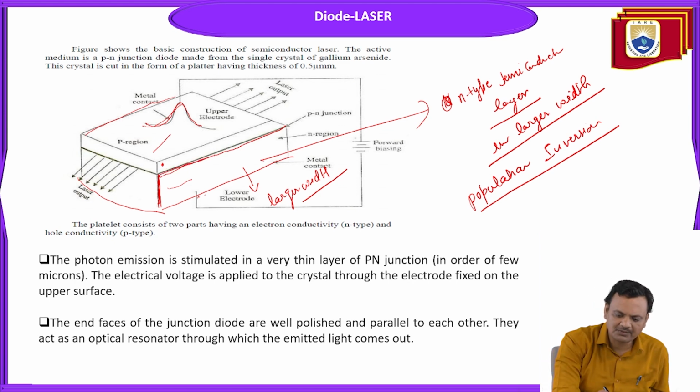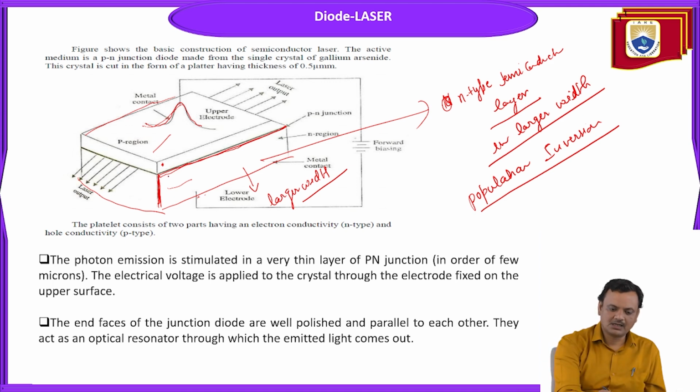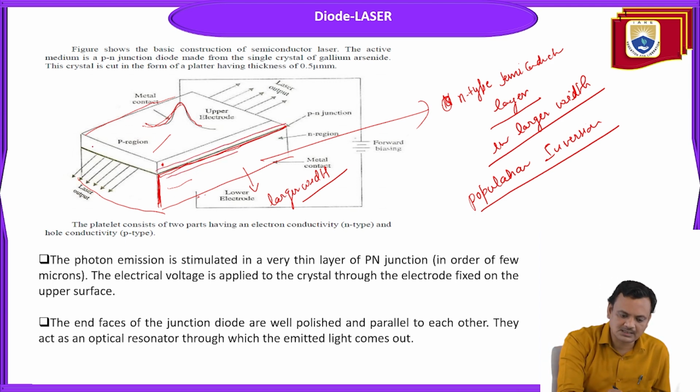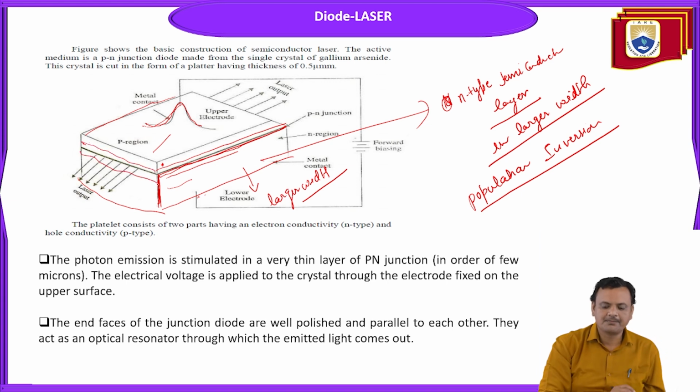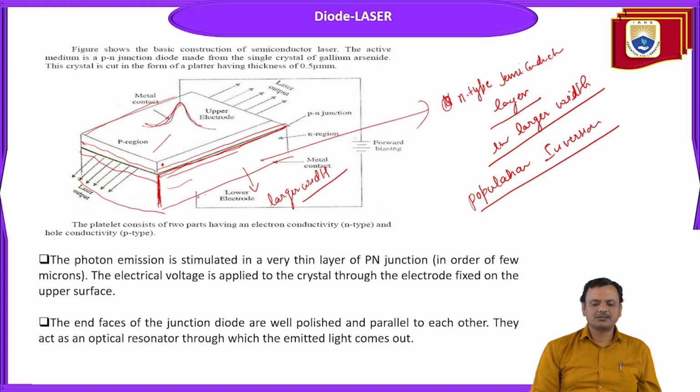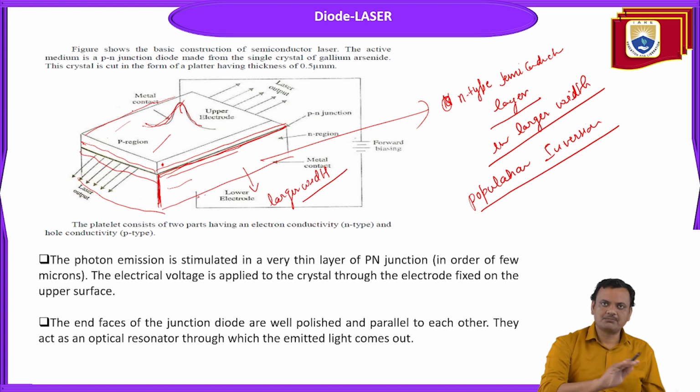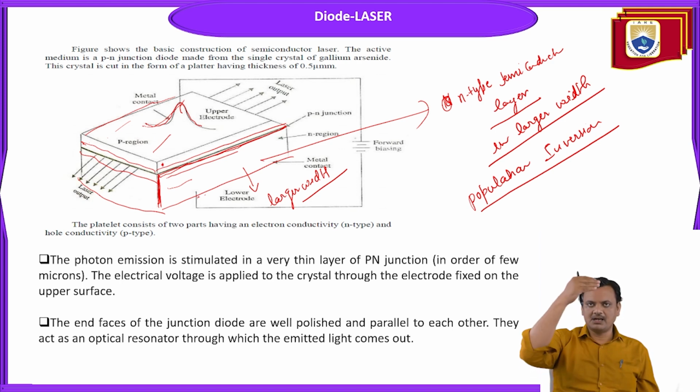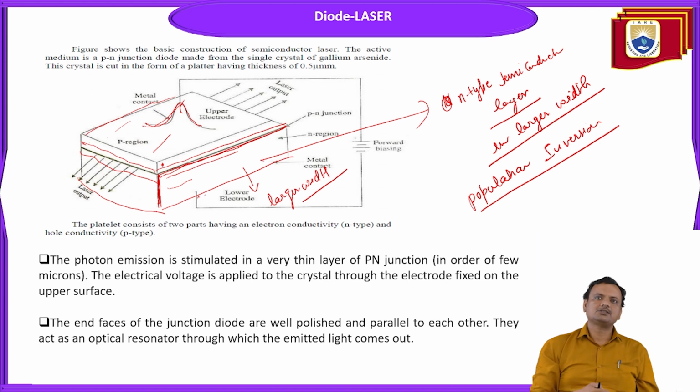This is the junction. A depletion region will be created near the junction, and from this depletion region the laser light will be emitted. Okay. The electrical voltage is applied to the crystal through the electrode. This is your electrode, ohmic contact, fixed on the upper surface and the down surface also. The end faces of the junction diode are well polished and parallel to each other, and they act as optical resonators, because whatever photons are generated by stimulated emission, if you keep the junction well polished, they will reflect back inside the crystal, and while reflecting, they will again go through the stimulated emission process, and they will increase in number. So the intensity will increase.